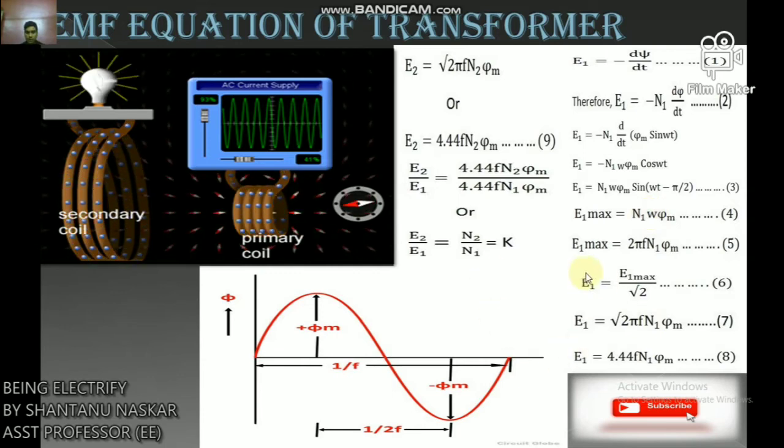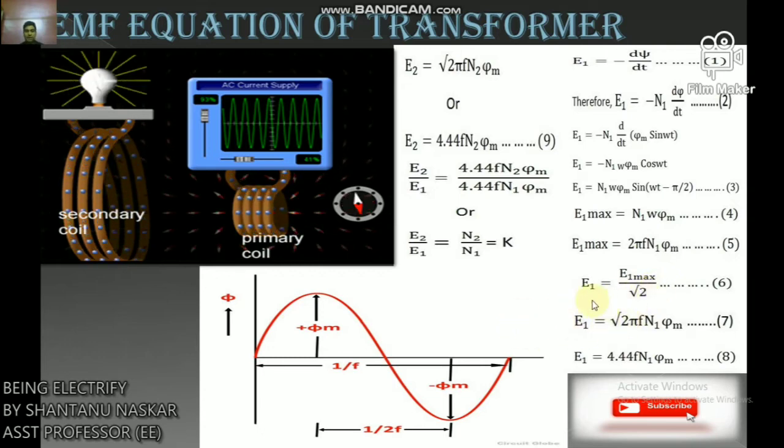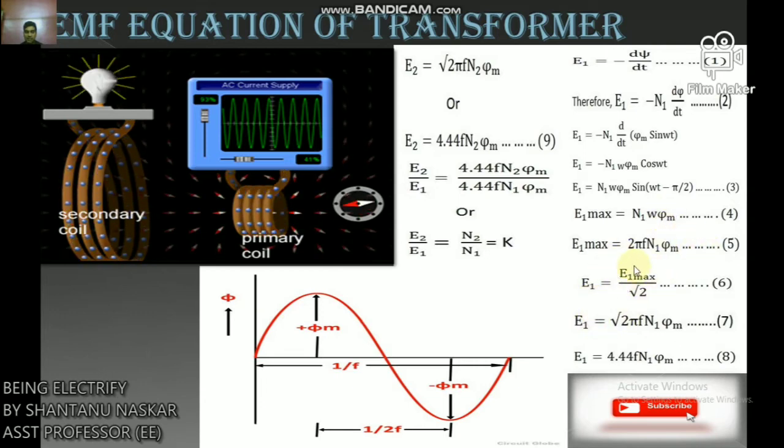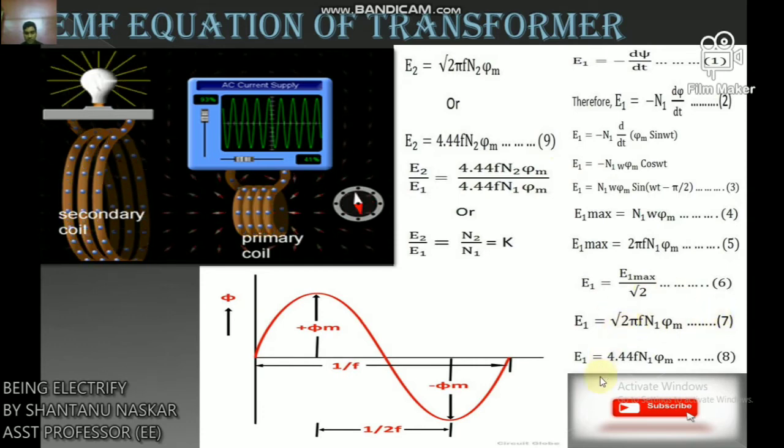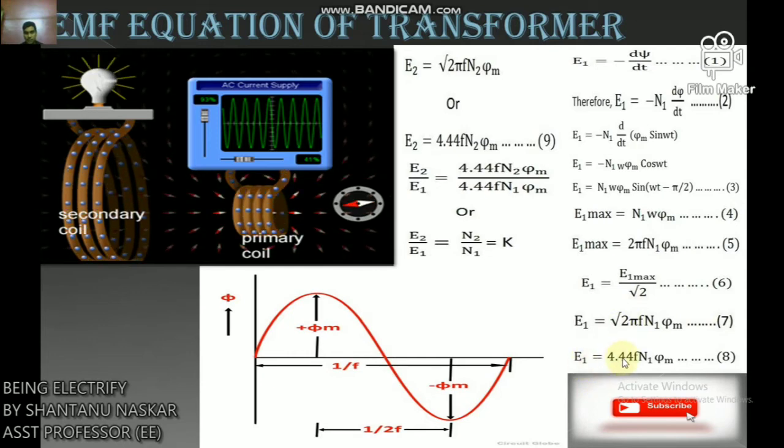Now the root mean square, that is the RMS value, is E1 equals E1 max by root 2. Putting the value of E1 max in equation 6, we can write E1 equals root 2 pi f N1 phi m, and the value of this whole is E1 equals 4.44 f N1 phi m. Understand? And like this we can derive the value of E2.